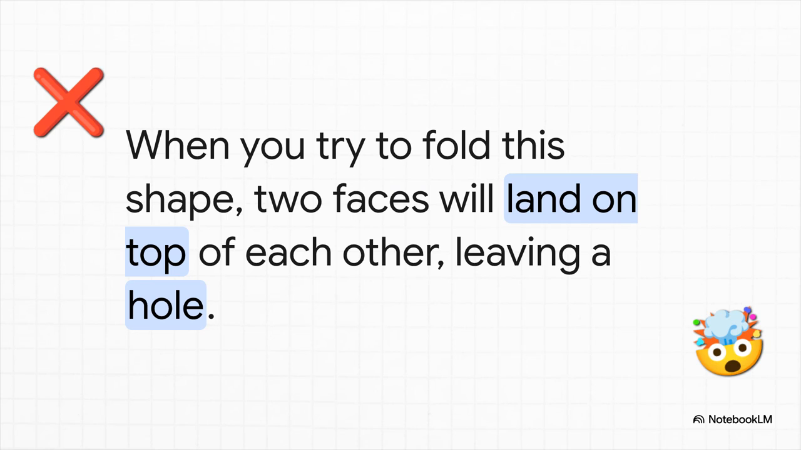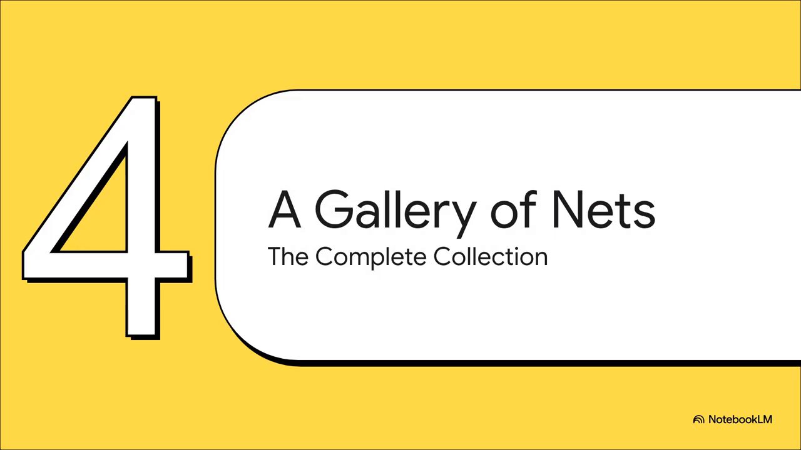And here's why it's a total fake. As you fold up the sides, you see these 2 squares right here? They're on a collision course. They both try to become the top of the box, and they land right on top of each other. And because of that overlap, you're left with this gaping hole where the bottom of the cube should be. So nope, this imposter is definitely not a valid net. Okay, so now we get it. We know the rules, we know how to spot the fakes.